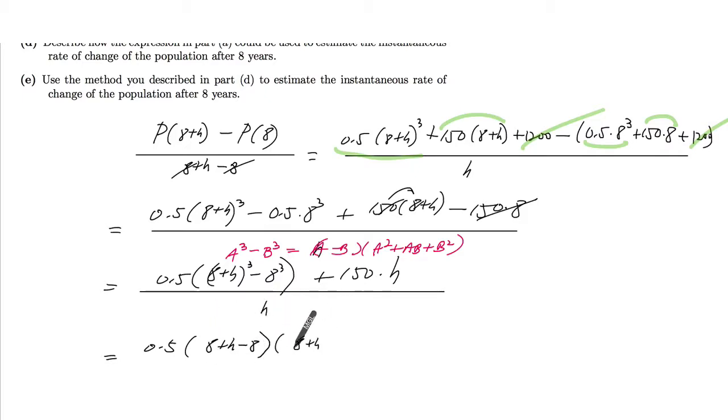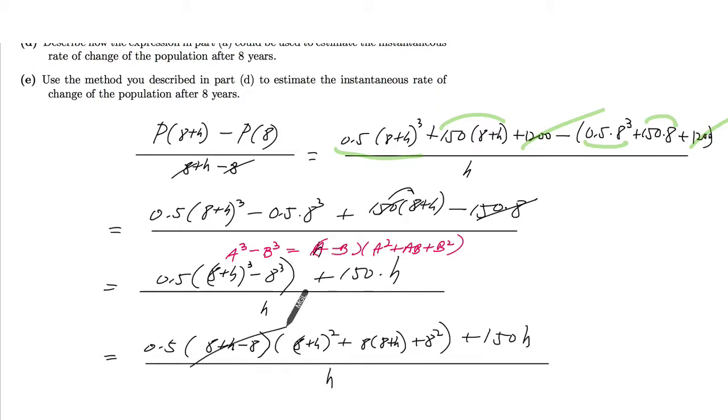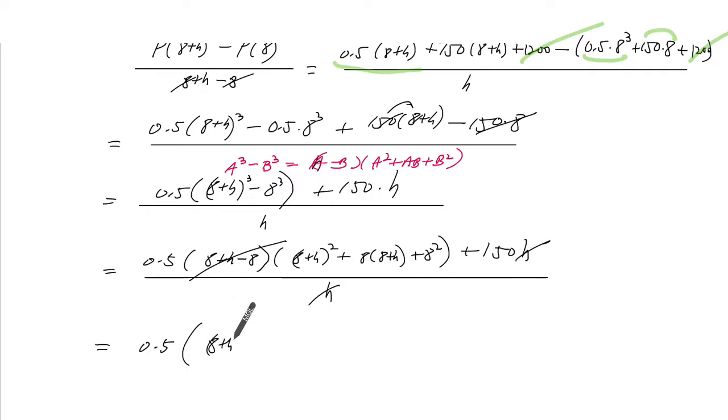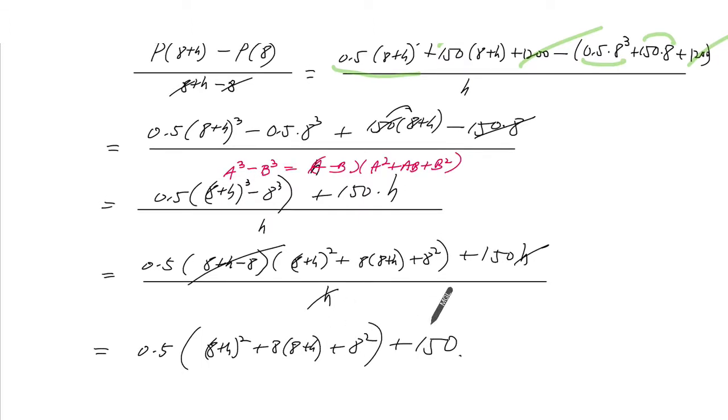Then we have 8 plus H squared plus 8 times 8 plus H plus 8 squared. The nice thing here is that that's H, that's H, it will reduce with that. So what we have left over is 0.5 bracket that. Stop my simplification right there.